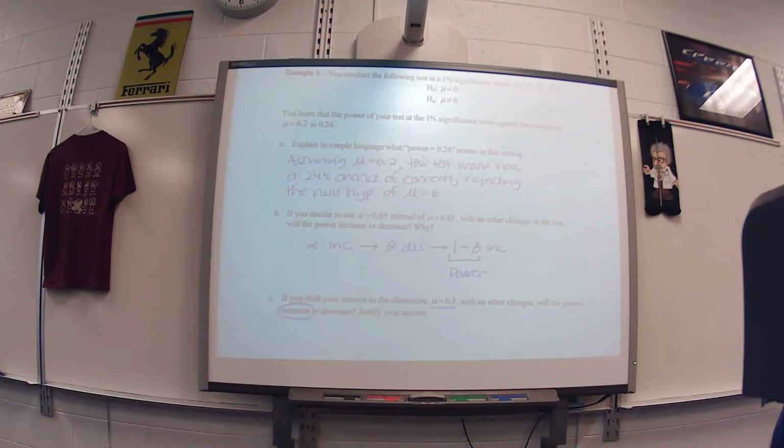If you're trying to test 6 versus 6.1, they're so close together, we can barely tell. But if you want to test 6 versus 6.7, you're like, oh yeah, it's way up there. The farther you get, the easier it is to tell.